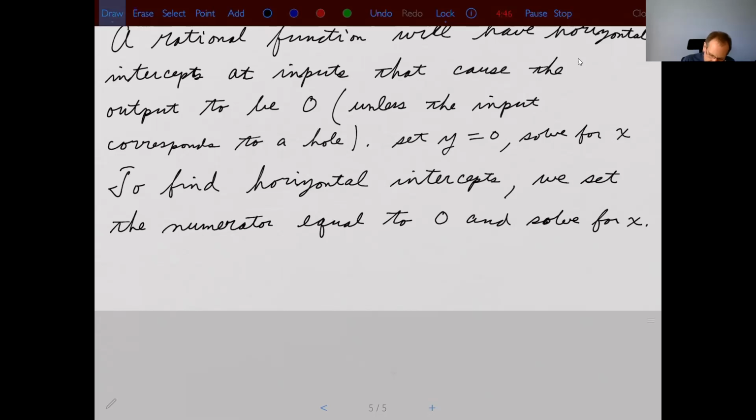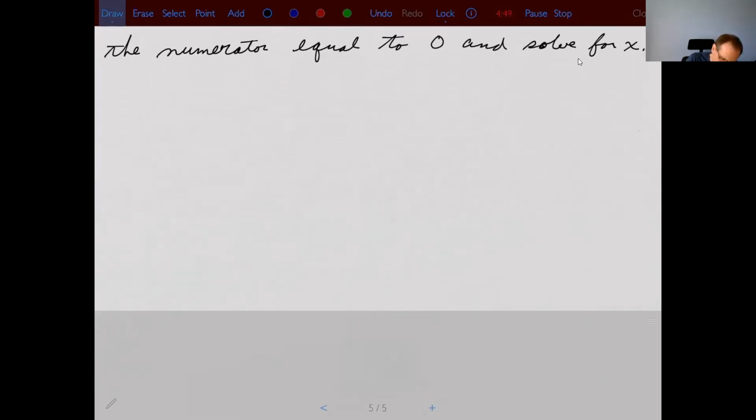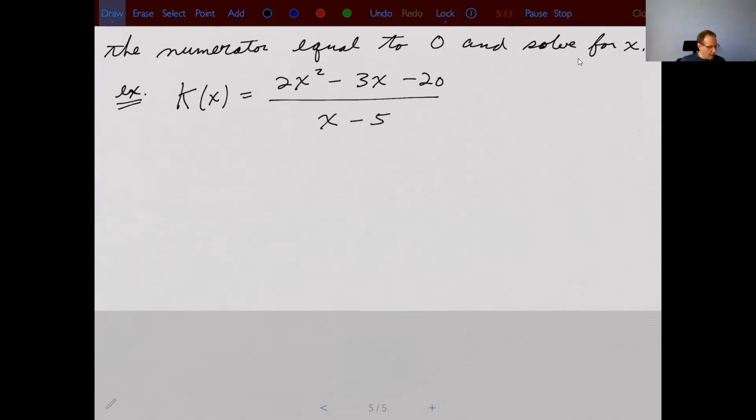Let's do an example. So here's an example. Let's say this is my rational function. K of x is equal to 2x squared minus 3x minus 20 all over x minus 5. Okay, well, first thing I need to do is factor that numerator, right? We really want everything in factored form so we can easily see what's going on here, and if we need to cancel terms or whatnot. So I need to factor that numerator. So let me do that on the side over here.